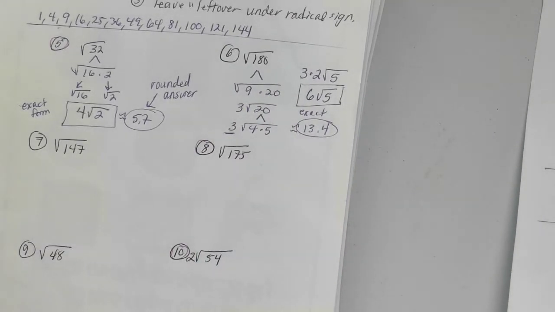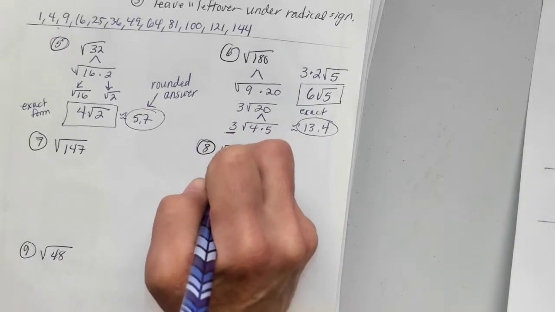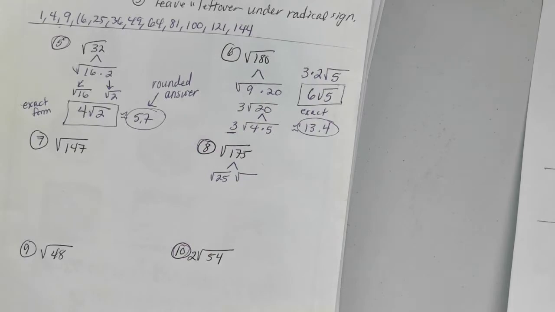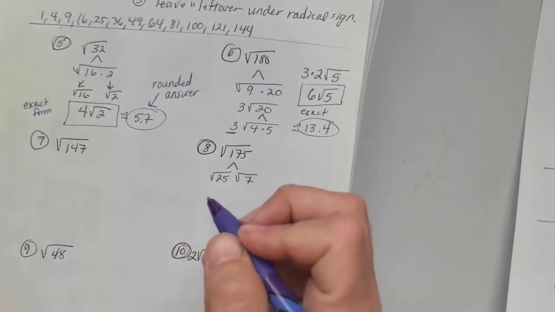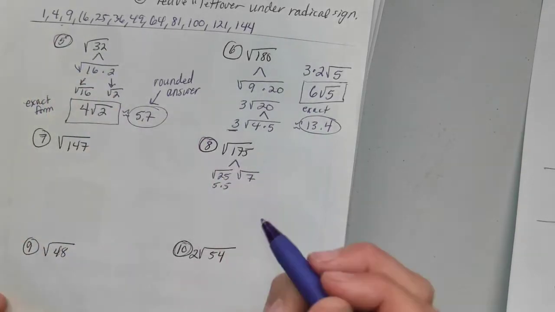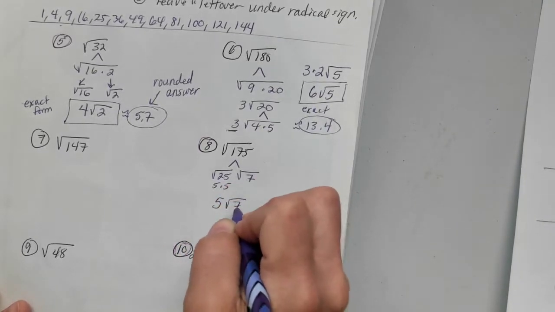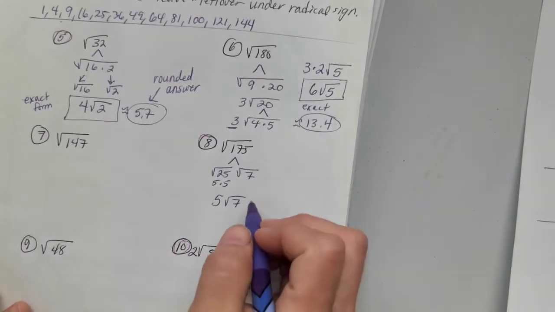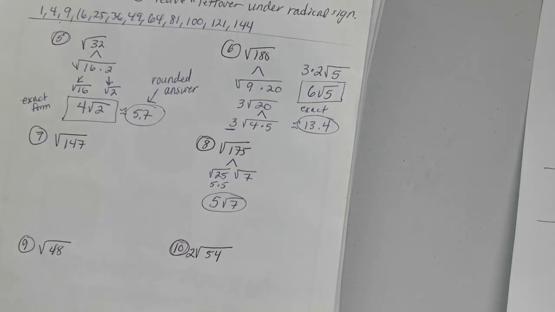So 175, what is the biggest perfect square number that goes into 175? My guess is it's 25. So if I take the square root of 25, and let's see here, 175 divided by 25 is 7. Okay, I know 7 is a prime number. It can't be broken down anymore. Remember, 25 is 5 times 5. It's one of those magical perfect square numbers, so I can take the square root, and the 5 comes out, and I leave the leftovers underneath the radical sign. So simplifying the square root of 175, I get 5 square root 7.